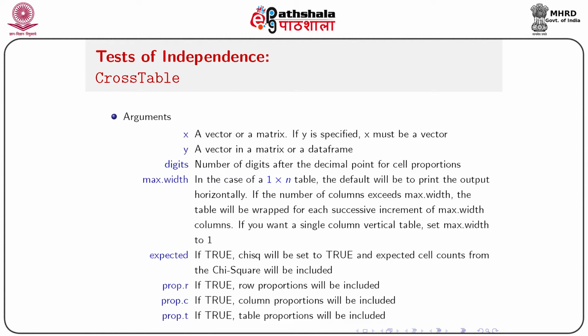The max.width: in the case of a 1 by n table, the default is to print the outcome horizontally. If the number of columns exceeds max.width, the table will be wrapped for each successive increment of max.width columns. Expected: if true, then the chi-square will be set to true and expected cell counts from the chi-square will be included. Prop.r, if true, then row proportions will be included. Prop.c, if true, then column proportions will be included, and prop.t, if true, the table proportions will be included.